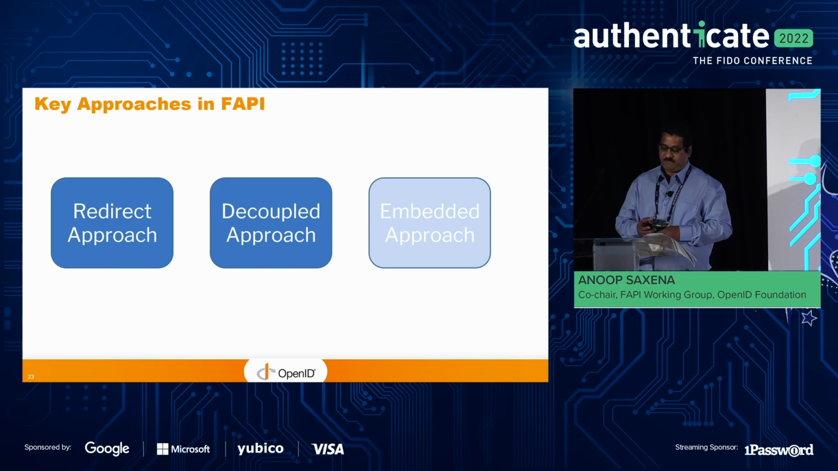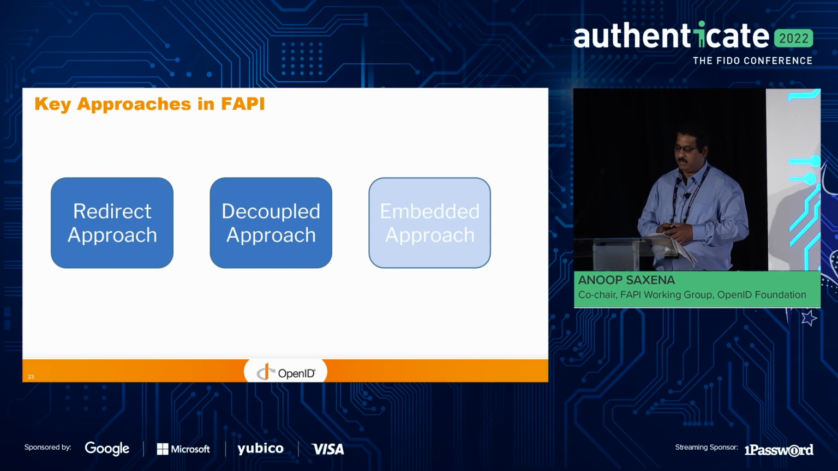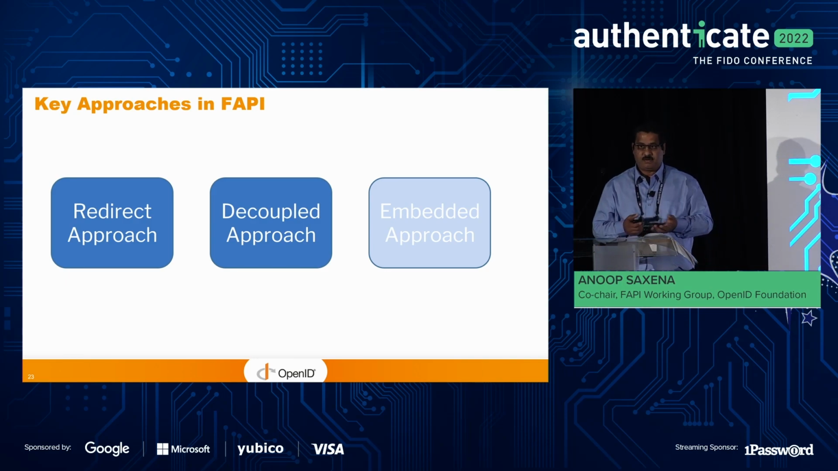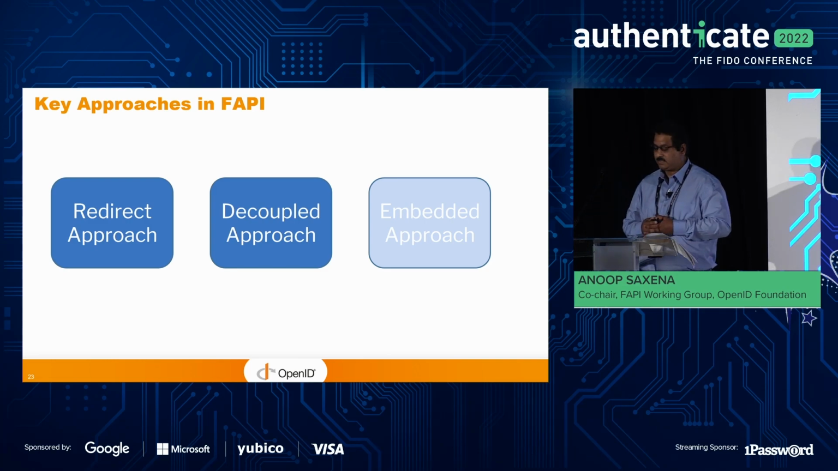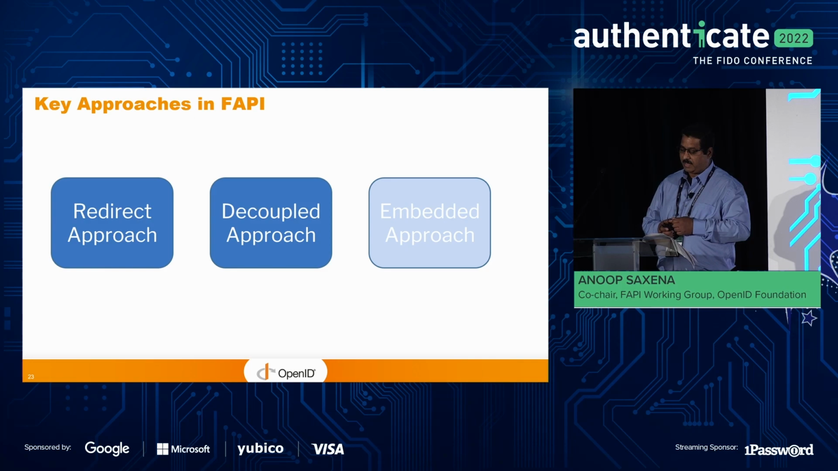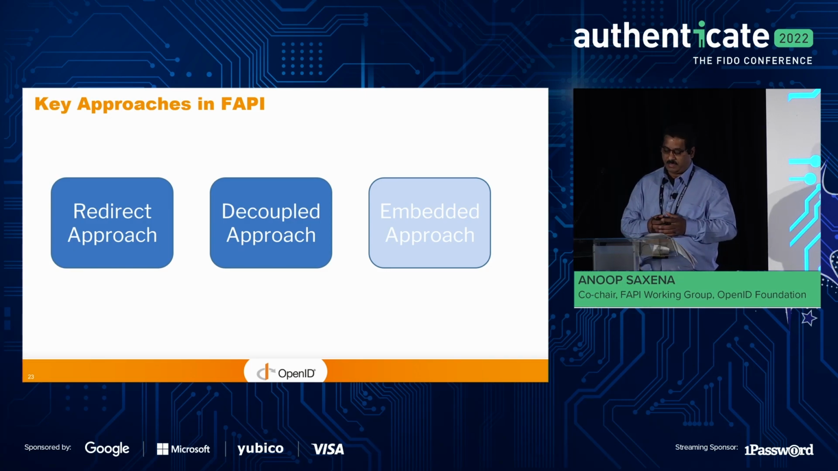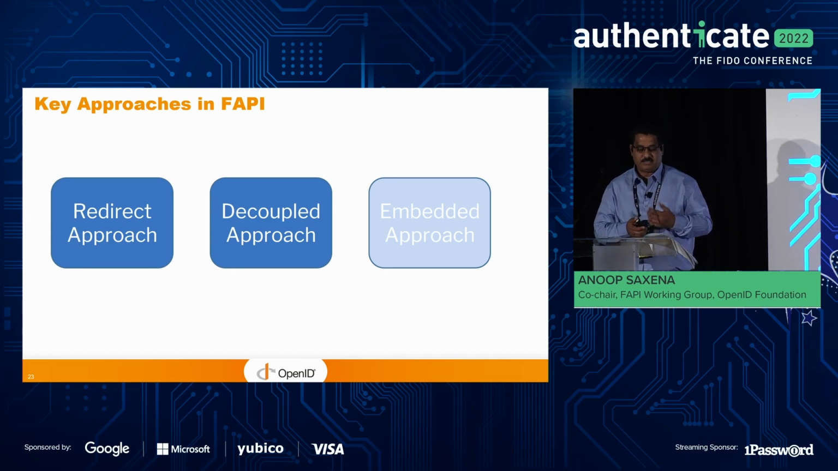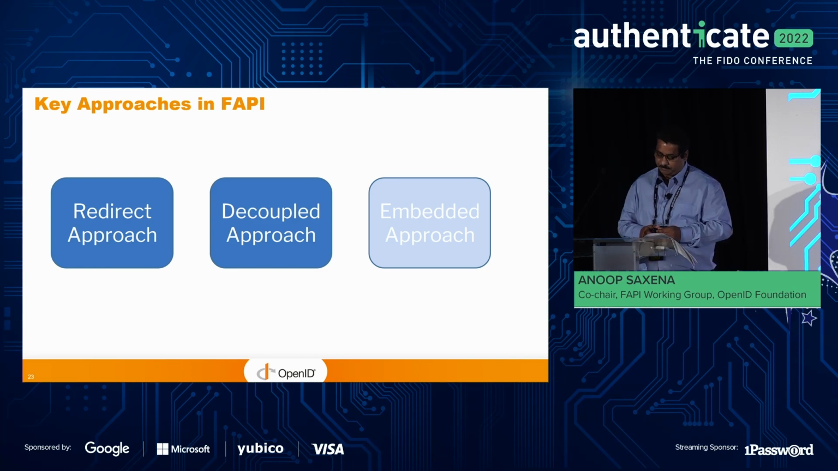Some of the key approaches in FAPI that we took are the redirect approach, the decoupled approach, and the embedded approach. The redirect approach, as you are all familiar with from OAuth, adds a security feature by redirecting the user to the authorization server for providing the grant. Most of the FAPI profile is focused on the redirect approach. But we do have support for a decoupled approach as well, because some jurisdictions require it, where you may start your authorization process at the point of sale or your laptop, but complete it on your iPhone or mobile phone.